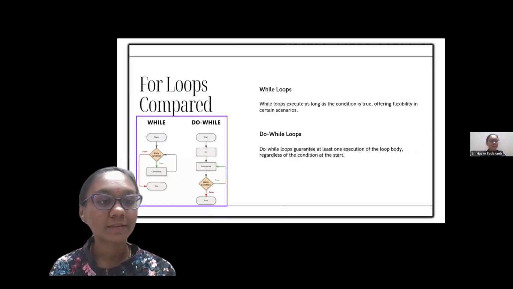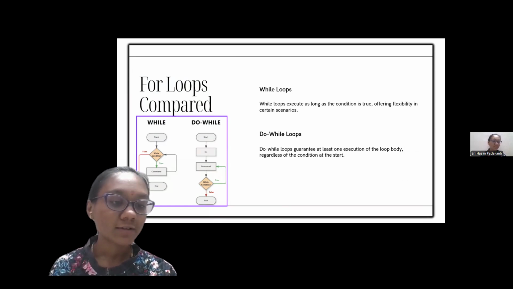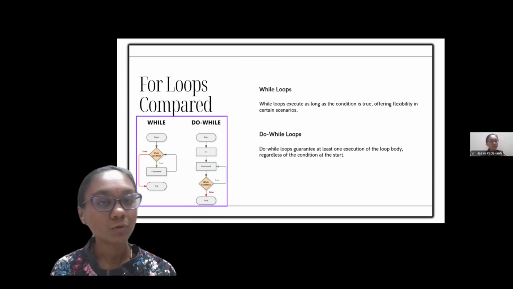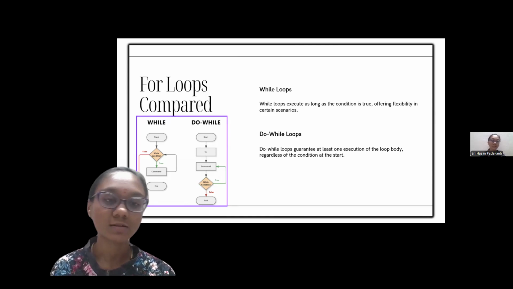Comparison of for loops with the while loop and do while loop. The while loop will check the condition. If the condition is true, then only it will enter into the true block of statements. If the condition is false, it will go to the next statement.